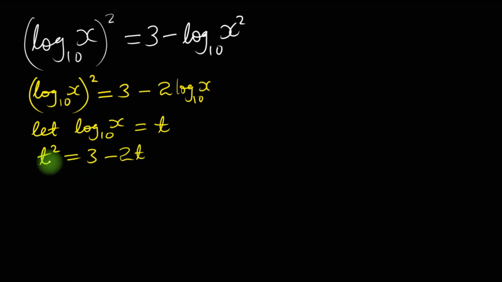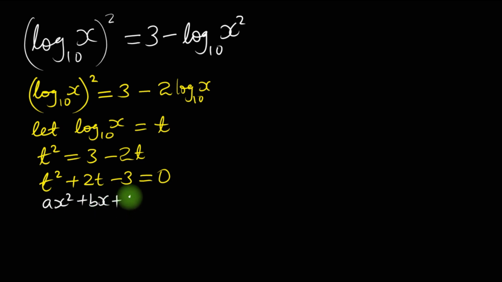We are going to rearrange this such that we have t squared plus 2t minus 3 equal to 0. And this is purely a quadratic equation of the form ax squared plus bx plus c equal to 0. Therefore, we can use the factorization method to solve for t. In that case, we need to find the product AC. In our case, it is t squared times minus 3, which is minus 3t squared. Therefore, we get factors of minus 3t squared, such that when we add, we get 2t.